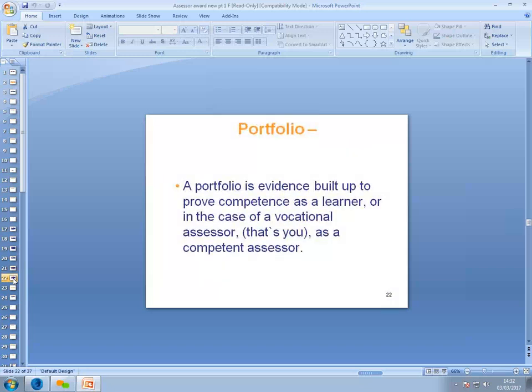Portfolio is the evidence built up to prove competence as a learner, or in the case of vocational assessor, that's you, a competent assessor.